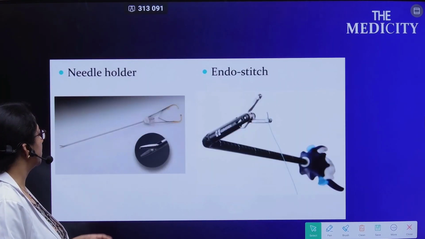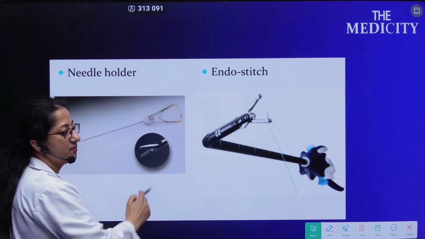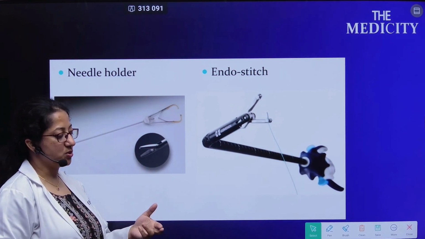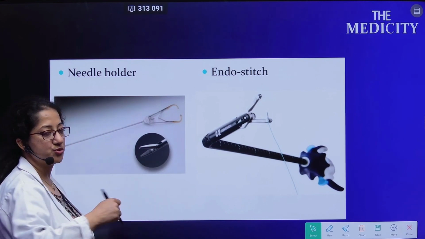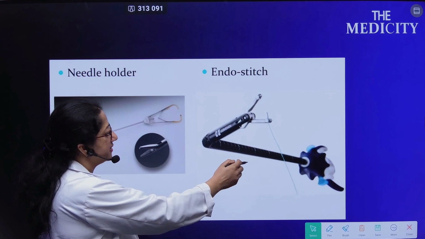So this is the needle holder, which usually looks like this at the tip. It has small blades which have serrations which can hold the needle, and that helps us to do this movement when we are trying to take a suture. And this is an endo stitch.